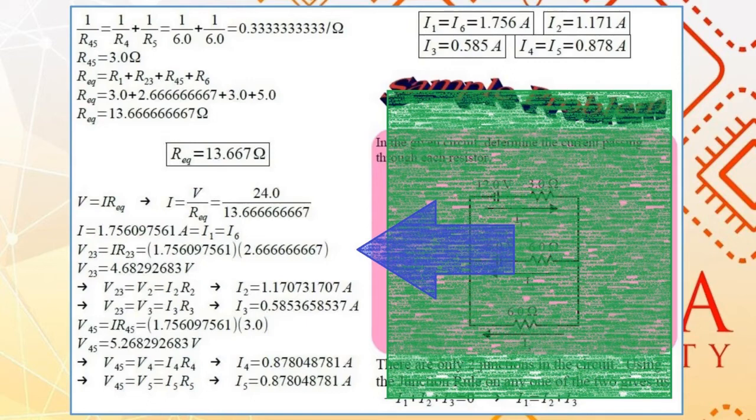We can do the same thing with R45. The current passing through R45 is the total current I. Thus, we are able to get the voltage across R45. And from there, we are able to get the currents I4 and I5 due to R4 and R5 being in parallel connection. And we see that I4 and I5 both have the same value of 0.878 amperes.